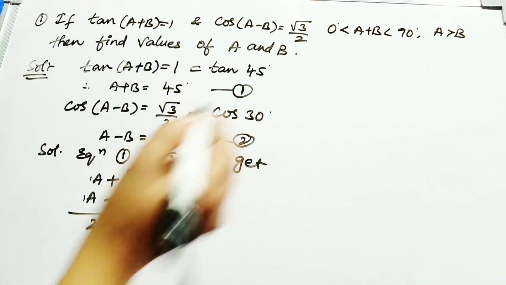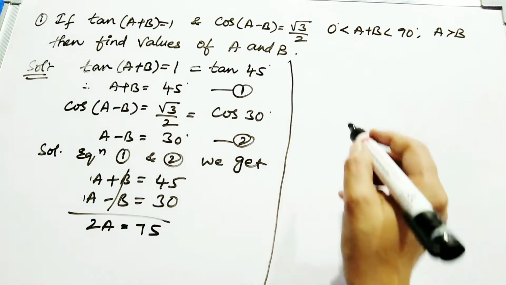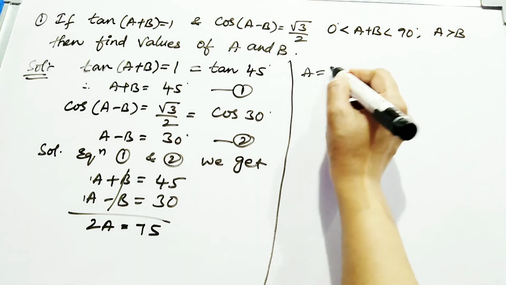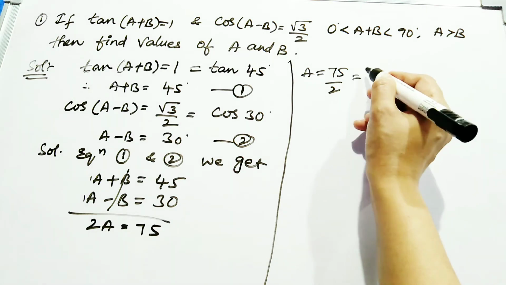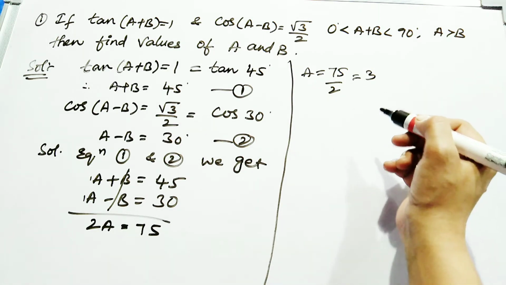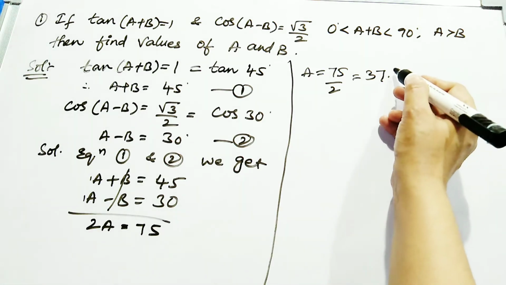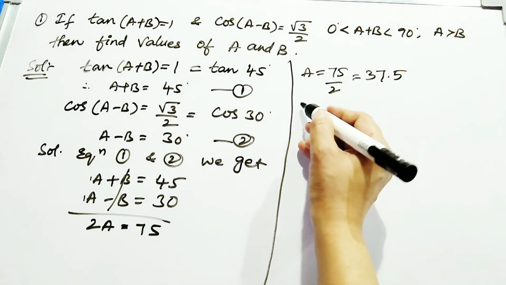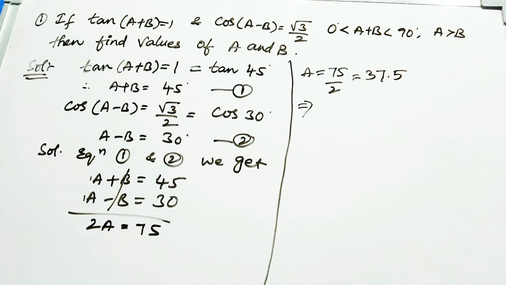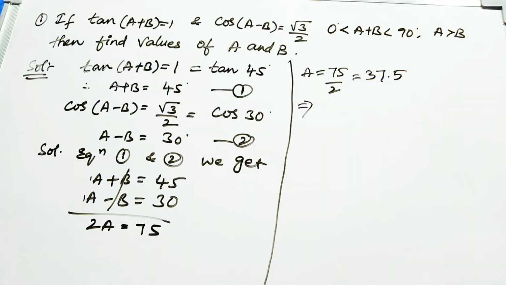2A is equal to 75. Next, what value of A will you get? You will get A equal to 75 by 2. 2 threes are 6, 2 sevens are 14, 1 carry, 2 fives are 10. So, the value of A is 37.5.